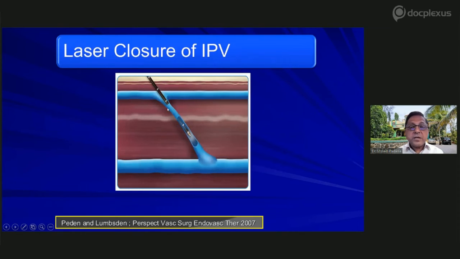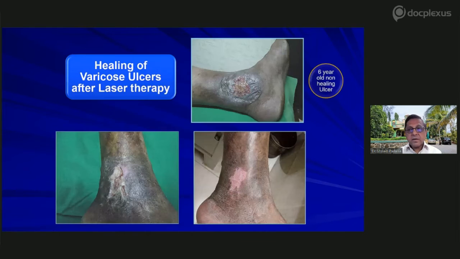Of course, we can properly cannulate this with a laser and effectively give laser only in the perforator vein, making sure that the deep vein is not involved. And this gives excellent results in cases of venous ulcer. Here's an example of a 6-year-old non-healing ulcer. This patient had perforator veins just above the ankle and also leakage of the great saphenous vein. I closed both the great saphenous vein with laser and the perforators. This is the result at 1 month, and this is the result 2 months after treatment for a 6-year-old non-healing ulcer.